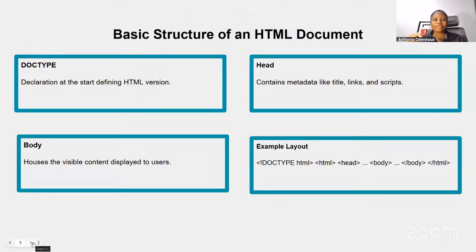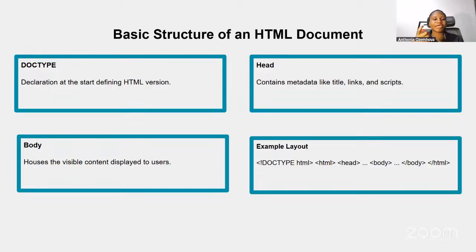Okay, moving on. So, what does an HTML document look like? Oh, sorry, let me move this. What does an HTML document look like? So we have the doctype, which is the declaration we make at the start of an HTML document. It declares the HTML version. So it declares that this is an HTML5 document.